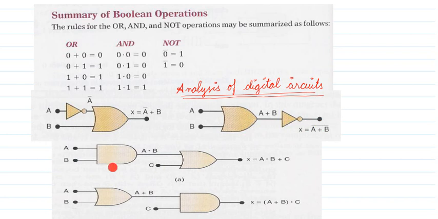Now understand this circuit. It is an AND gate. Input is A B. So A and B. So this is an OR gate. So what will happen? This and this will be OR operation. So A and B plus C.